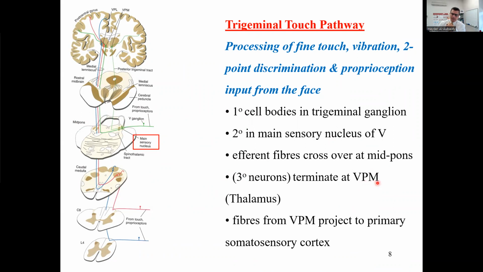ventro-posterior-medial nucleus. Can anyone remind us about the nucleus in the thalamus that represents the synapse between the second and third order neuron for DCML?